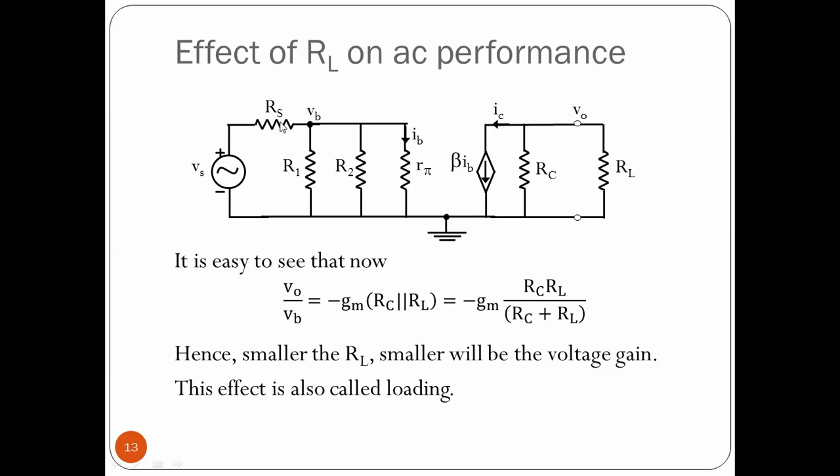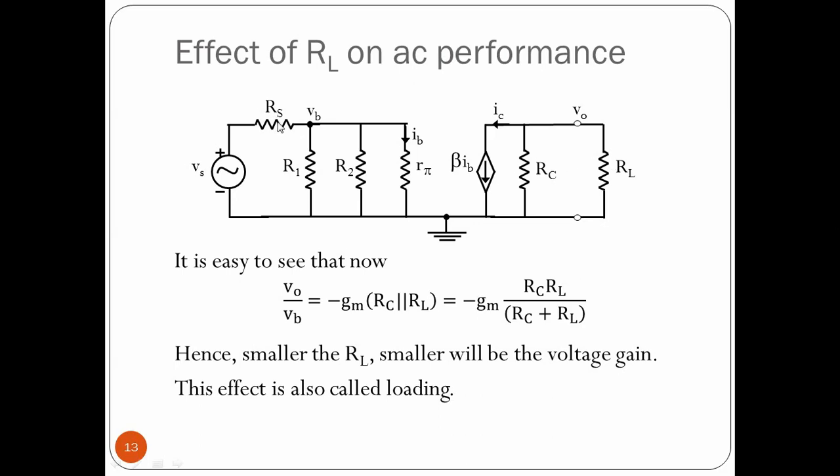We finished discussing that. So as soon as we connect RL, this current beta IB flows through the parallel combination of RC and RL, and therefore the output voltage is beta IB times RC parallel RL, and all that put together we get the final gain as minus GM into RC parallel RL. Earlier the gain was only RC. Now we have something in parallel. The total resistance is of course smaller, and therefore the gain becomes smaller.